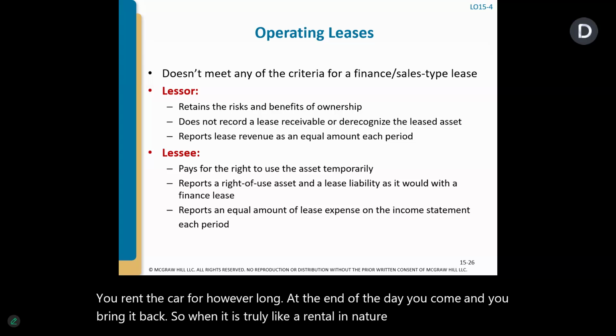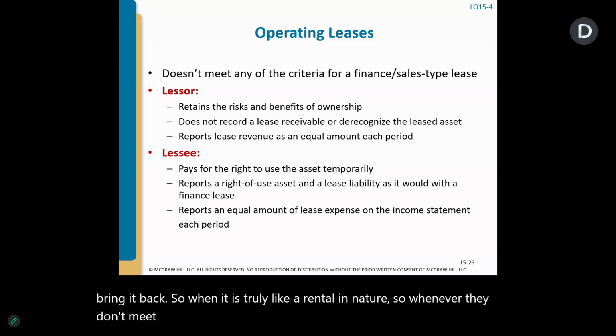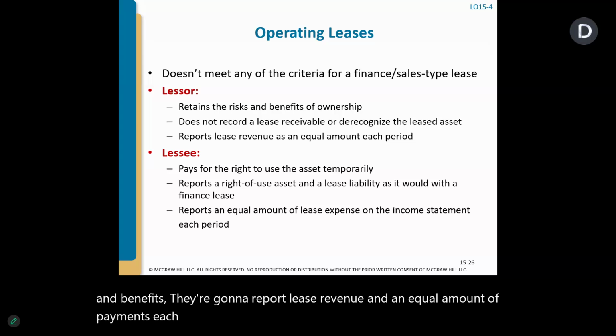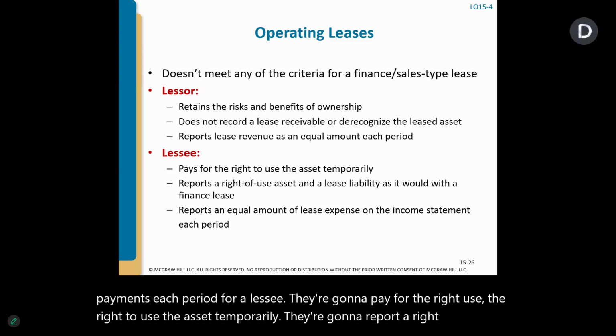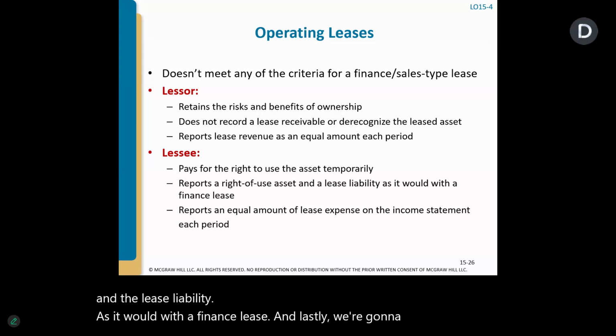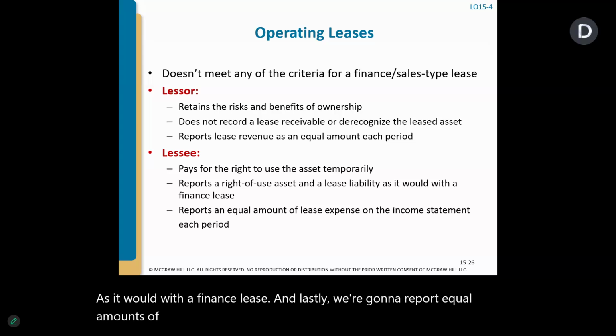So whenever they don't meet any of the criteria, the lessor, again, is going to retain the risk and benefits. They're going to report lease revenue and an equal amount of payments each period. For a lessee, they're going to pay for the right to use the asset temporarily. They're going to report a right of use asset and a lease liability as they would with a finance lease. And then lastly, we're going to report equal amounts of lease expense on the income statement each period.